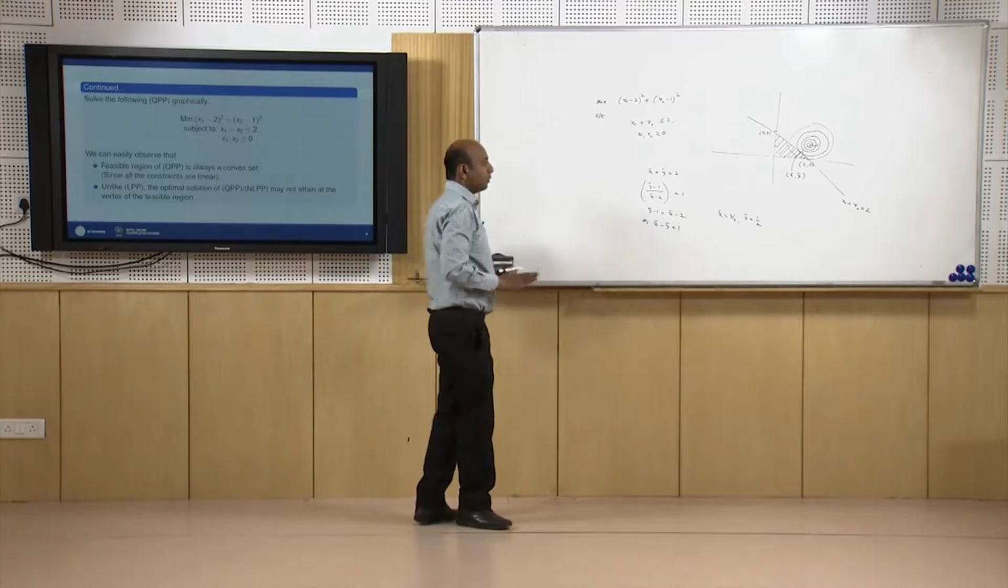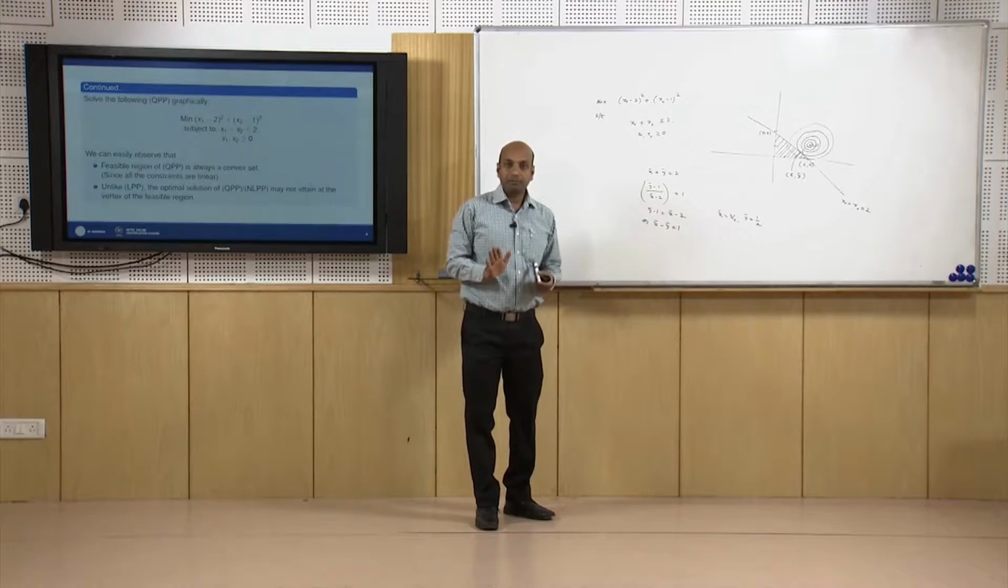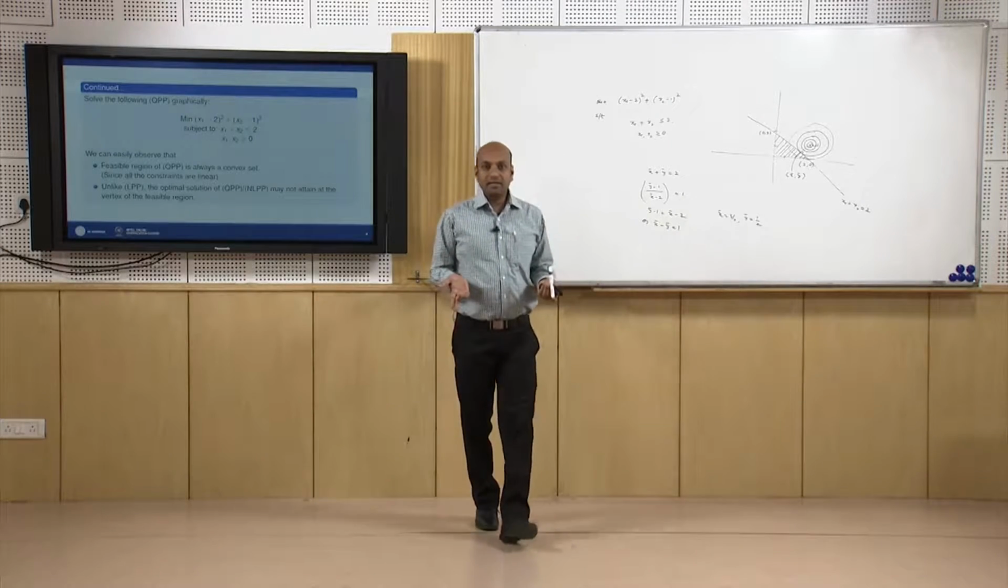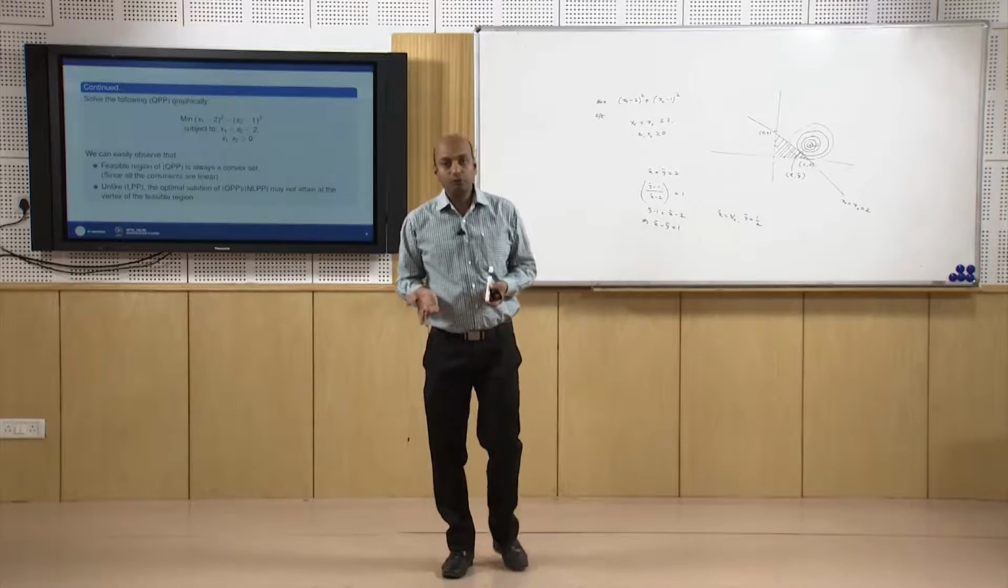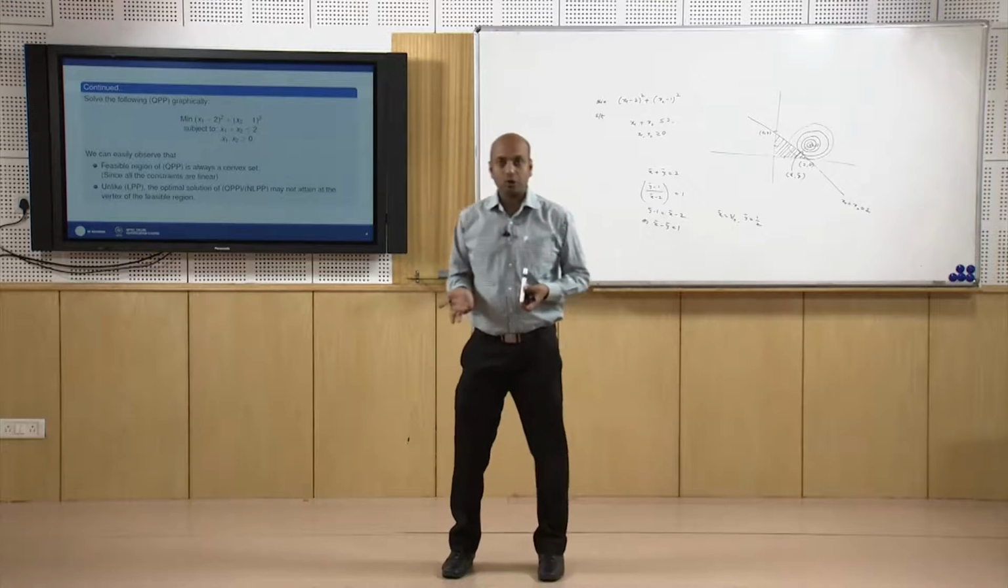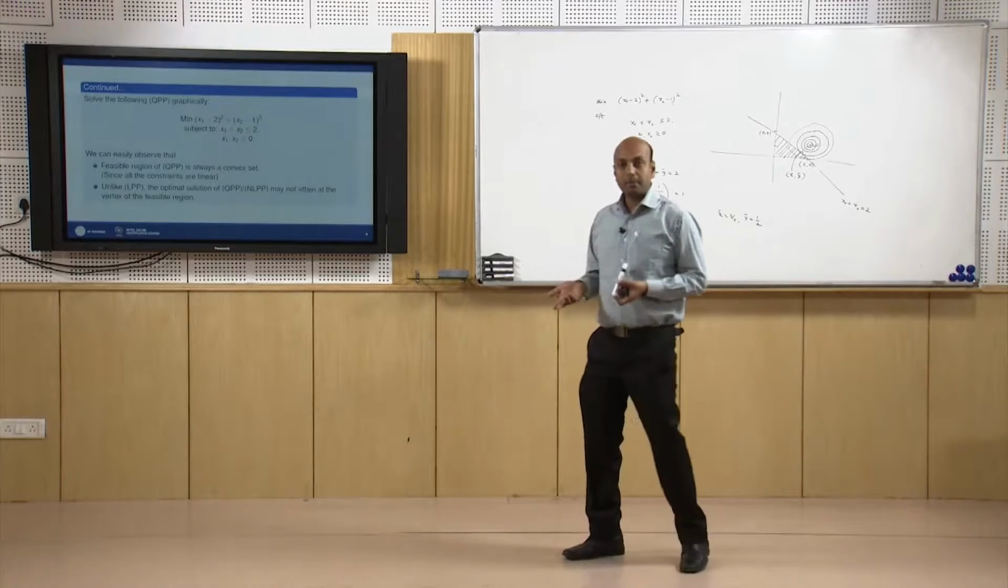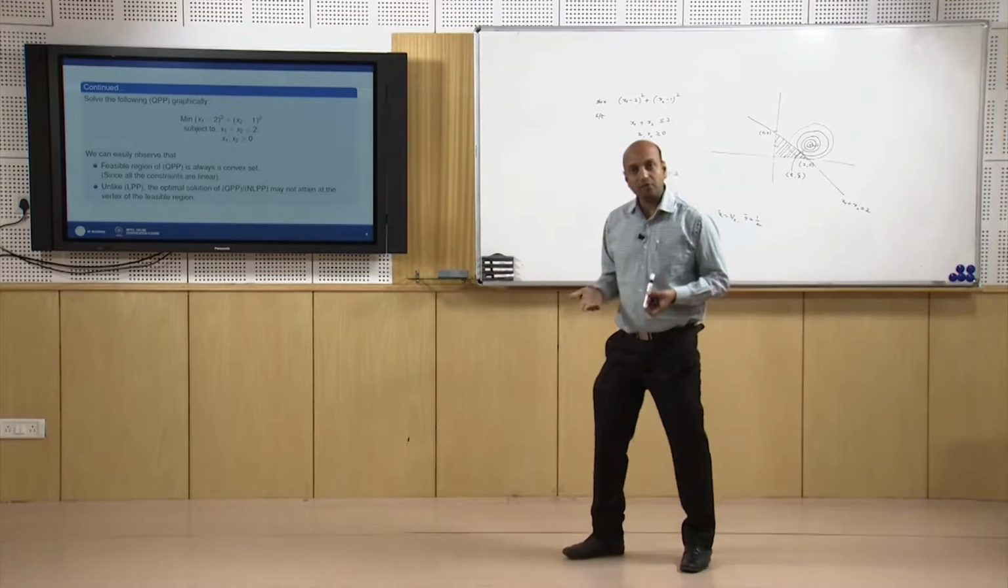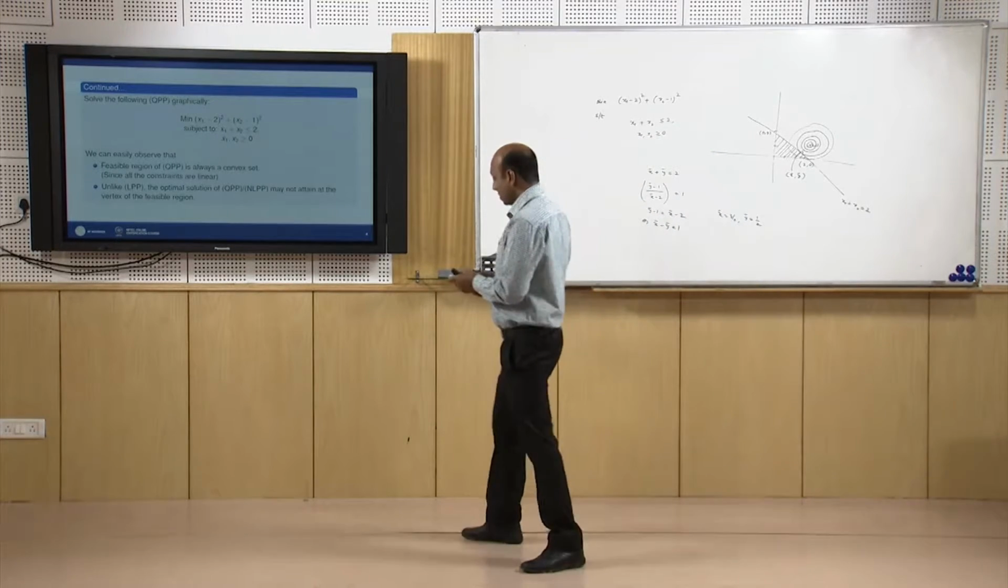So, there is one way to solve a quadratic programming problem, but we can easily see that only for two variable problems can we apply the graphical approach, not for problems with more than two variables. So, how can we solve those problems? Let us see.